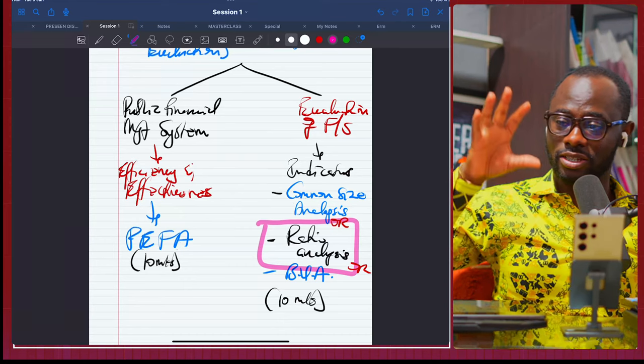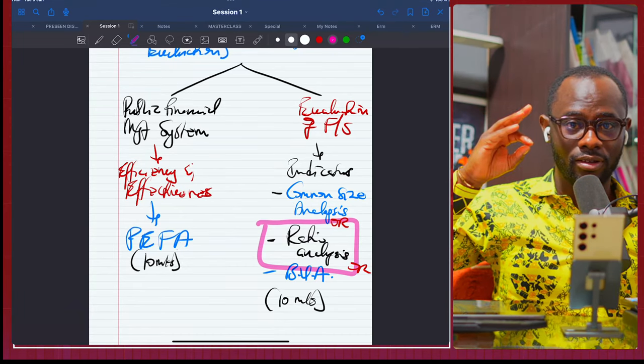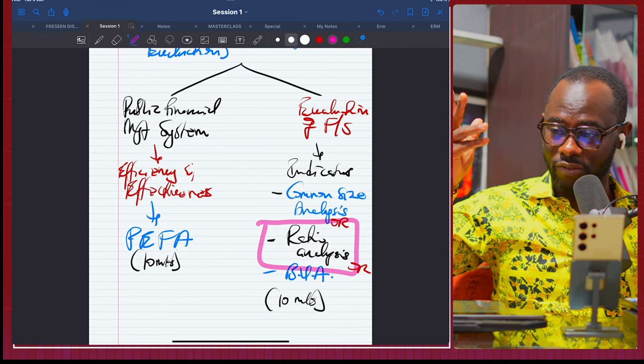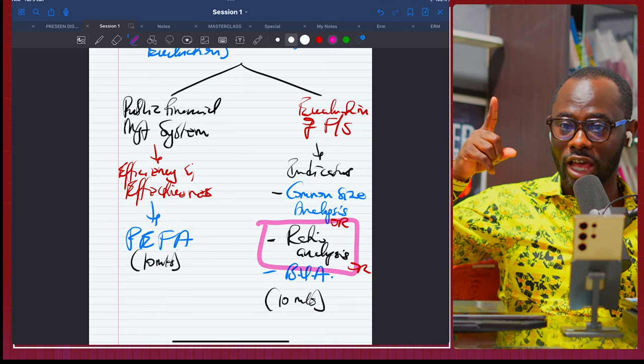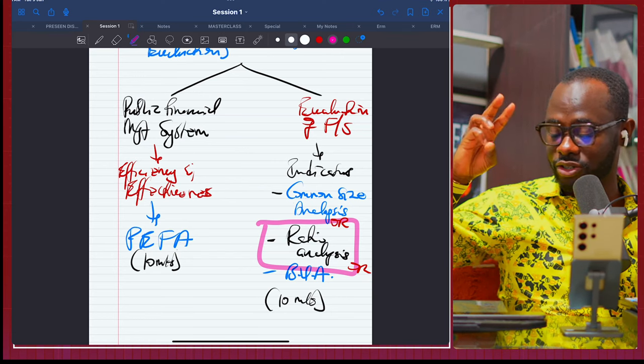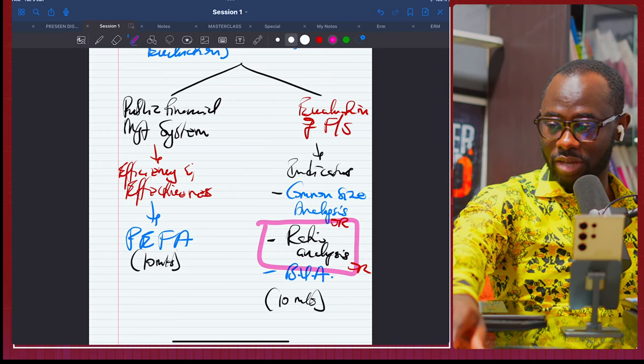Any questions, any follow-up, any clarity specifically in respect of common size, ratio analysis, budget variance analysis, anything? That's 10 marks there.